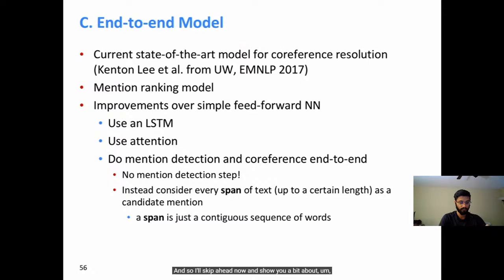So I'll skip ahead now and show you a bit about the current state of the art for coreference resolution. This was a system done at the University of Washington in 2017 by Kenton Lee and other authors. The goal was to produce an end-to-end coreference system that was text in, mention clusters that are co-referent out. So they want to use a more complex neural network that can do the whole thing end to end. I'll go through the steps of that.